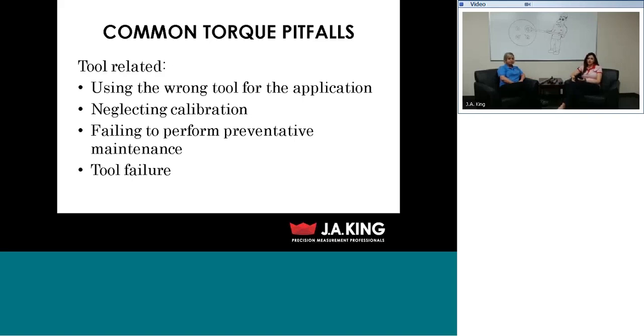Another torque tool related issue is neglecting preventative maintenance. Excessive wear or defective parts can result in inaccurate readings and cause unplanned downtime. Finally, the tool can fail. For example, you could have a tool with a damaged transducer, cable, or connector, and that display on the tool may still be displaying an OK torque reading when in actuality it's not.